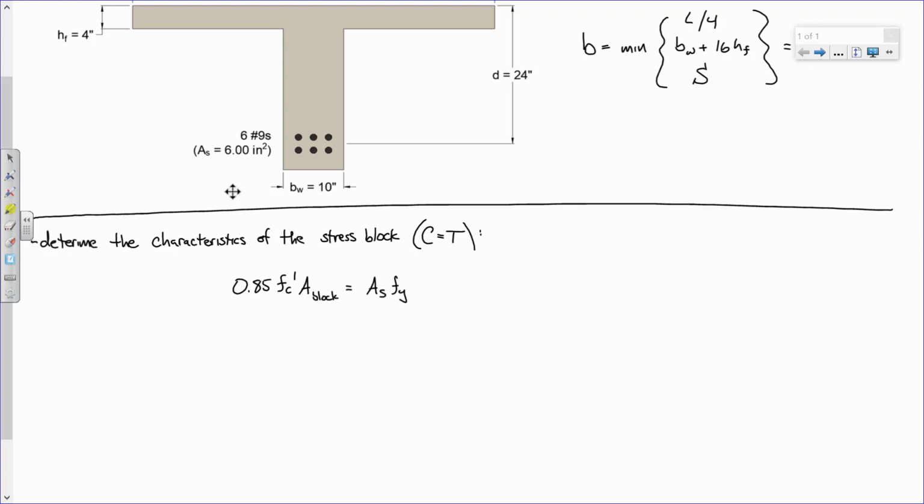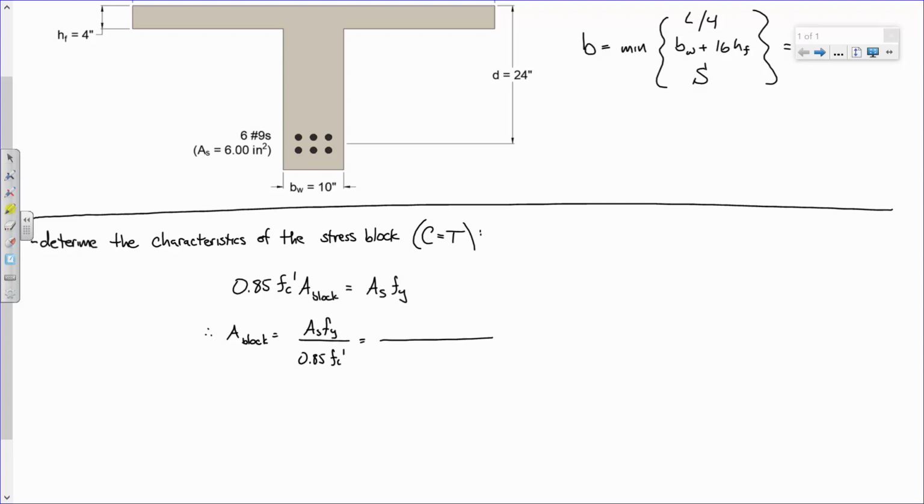Up until now we've been doing rectangular beams, so we didn't use this term. We just said 0.85 f'c A b, and then asked what A is such that C equals T. But would you agree this is a little more general way of looking at it? Okay with that? So if I wanted to solve for the area of the stress block, it is As fy divided by 0.85 f'c.